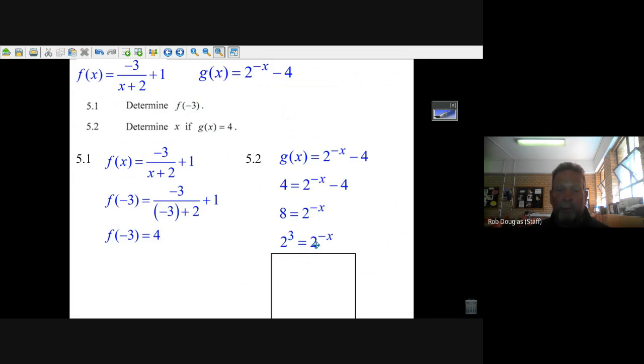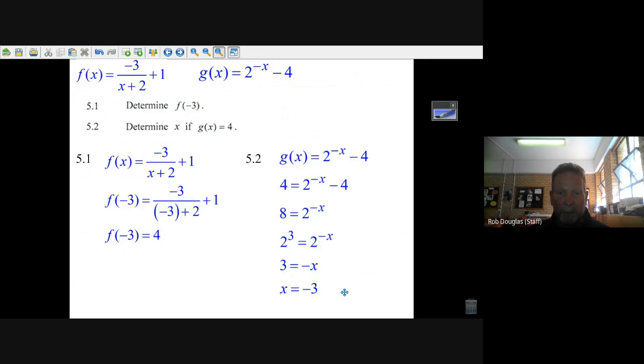Now, if you make the bases the same in an exponential equation, that's how you solve it. We make the bases the same. 3 must be equal to minus x, because we've got 2 as the base on both sides of the equation. Well, if 3 equals minus x, if we multiply both sides by negative 1, we get x equals negative 3. And there's your answer.